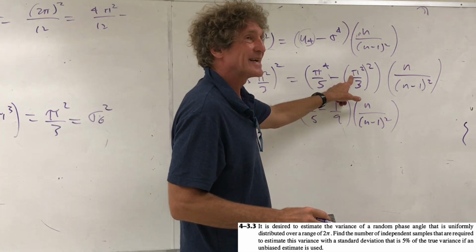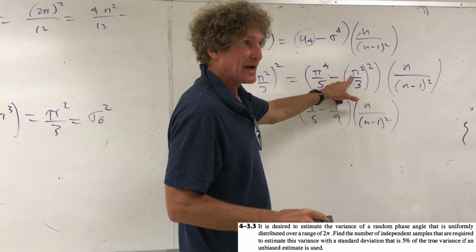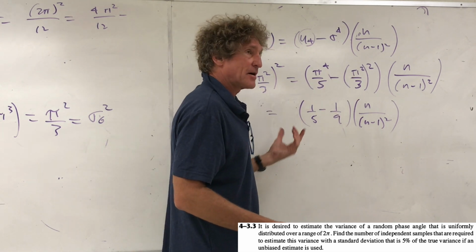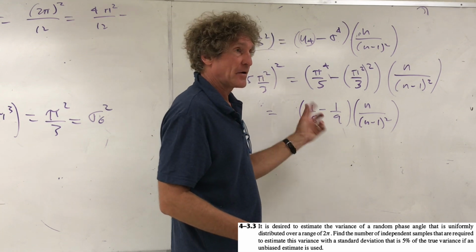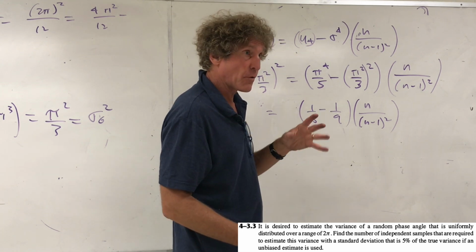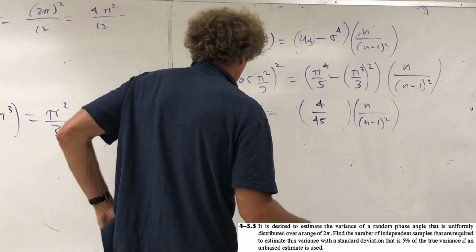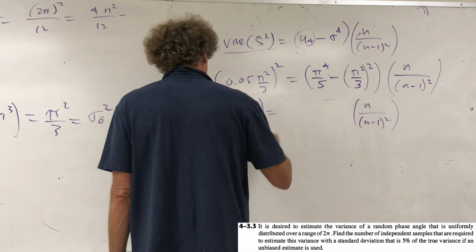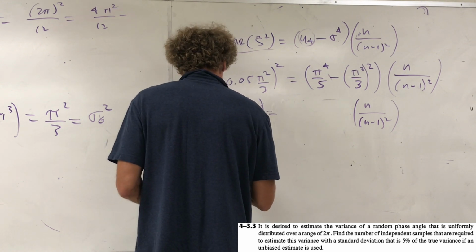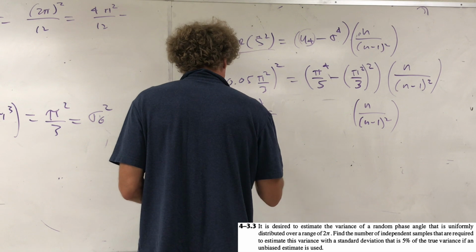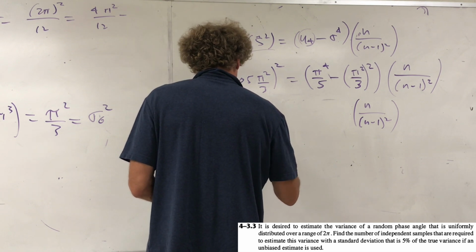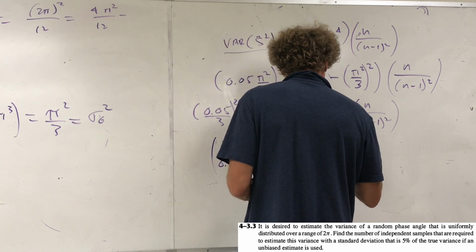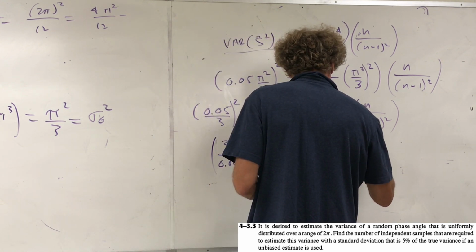Pi squared over 3 is sigma squared, right? And I have to square that because it's sigma to the fourth, right? But I got 1/5 minus 1/9, common denominator 45, right? So I have 9 minus 5 over 45, 4 over 45. You give me that, guys? So then I'll multiply both sides by 45 over 4. So now when I flip it, I get 3 over 0.05 squared times 4 over 45. And that's equal to n squared minus 2n plus 1.